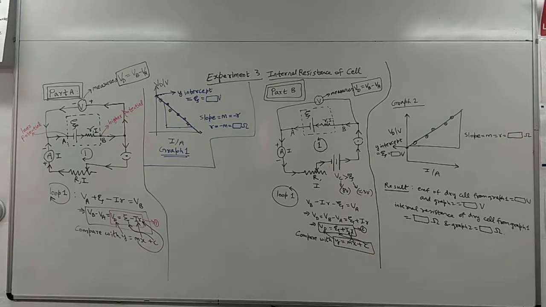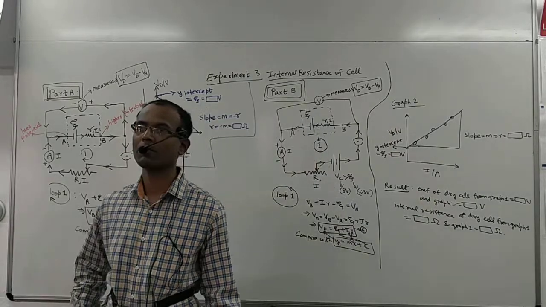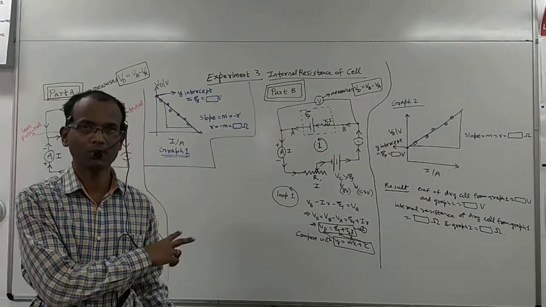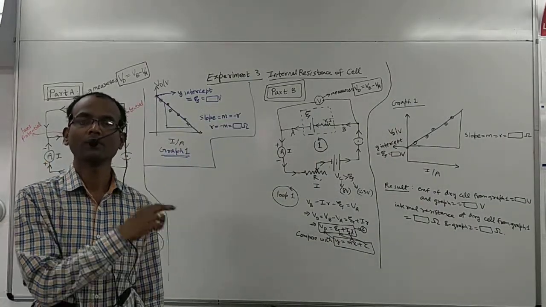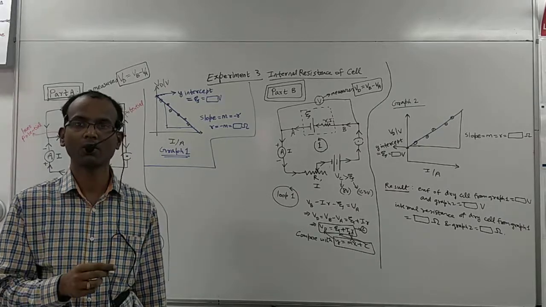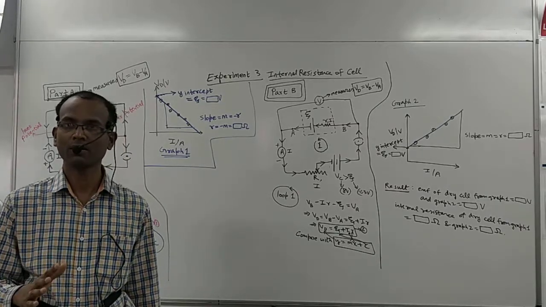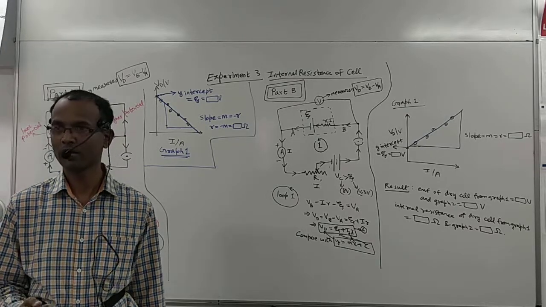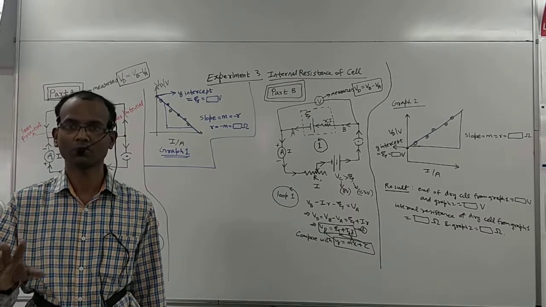Okay, so in this experiment 3, I am aware that some of you managed to get the data for both the parts, and some of you have got wrong data. I have seen your records. Some of you have got the right data, and some of you have not managed to get the data. Okay, three possible groups of students are there.